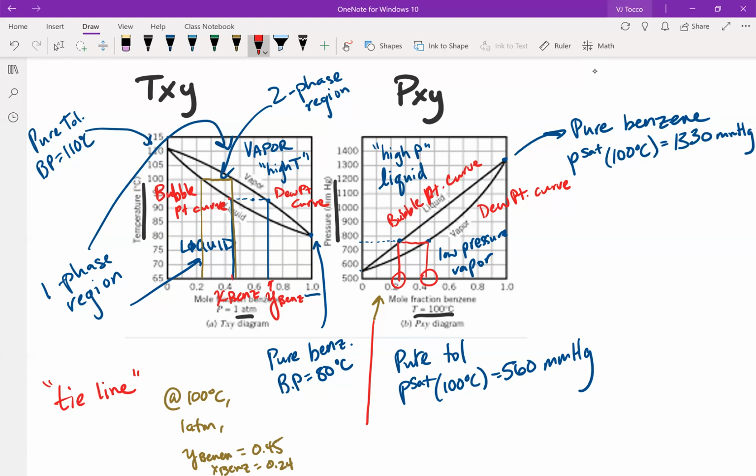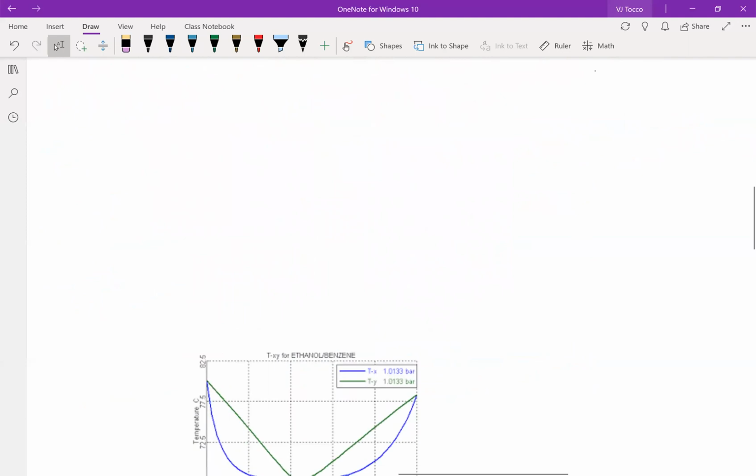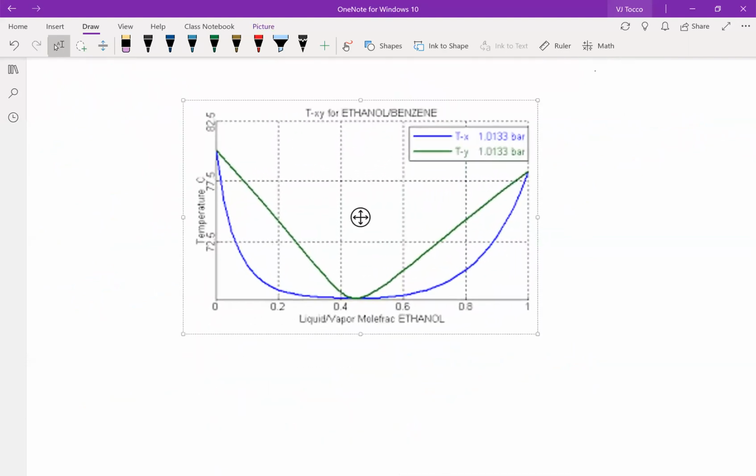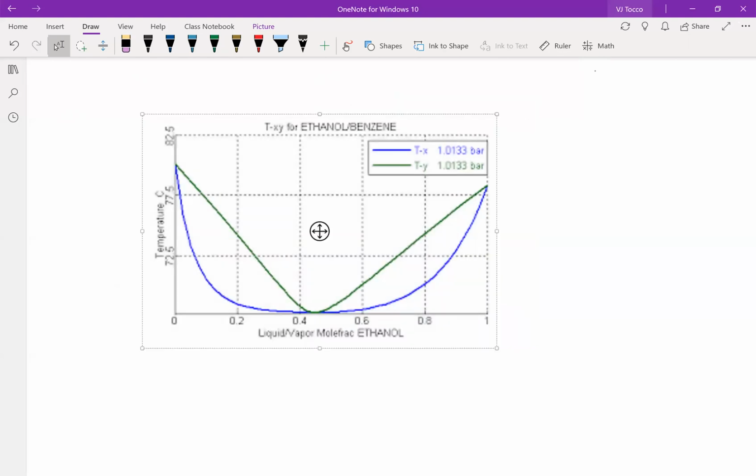Now, these are how TXY and PXY diagrams looked in MEB, where we were always assuming ideal. If you cannot assume ideal, then oftentimes you'll have a PXY diagram that looks like this. So this is an example of a TXY diagram for the ethanol benzene system. You see immediately, ethanol benzene at 1 atmosphere, so 1.013 bar, it looks very, very odd.